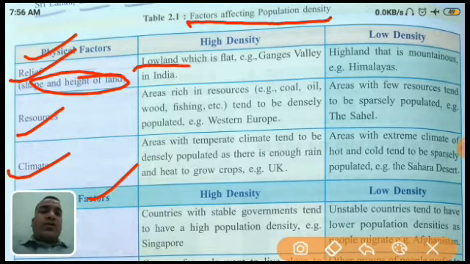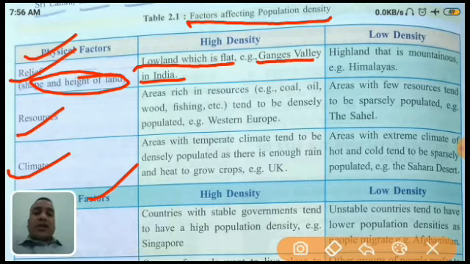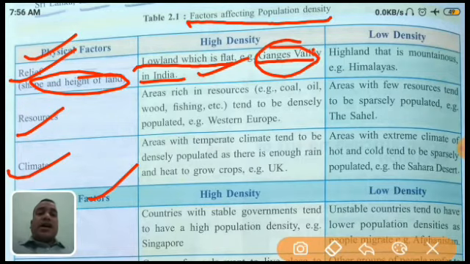Low land which is flat, like the Ganges Valley in India, the region near the Ganga river or the Indus Valley. These regions are very plain, or we can say the Indo-Gangetic region. That's why the population is very highly dense. Talking about states, Bihar and UP are in the Ganges Valley region. So that's why the density of population is very high.